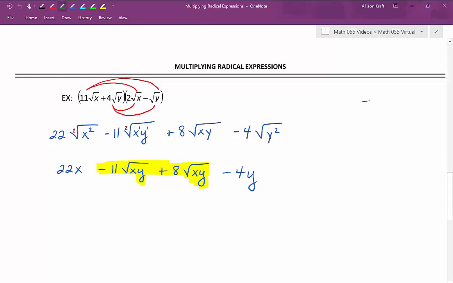This is similar to having like a negative 11r plus 8r. All we do is add the coefficients, negative 3, and then the variable stays the same, negative 3r. Same thing here. So negative 11 square roots of xy plus 8 square roots of xy gives us negative 3 square roots of xy. And then we have our minus 4y.